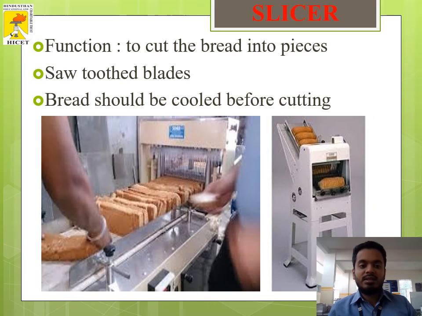Next is slicer. The function is to cut the bread into pieces. This is not only applicable to bread, other baking products also can be used in this. Each blade will be saw toothed, so it will make the cutting efficient. The bread should be cooled before cutting, or else the batter, which is the uncooked part, will stick to the blades.